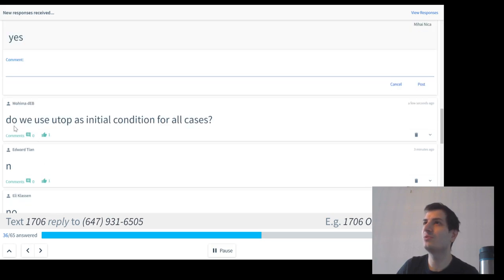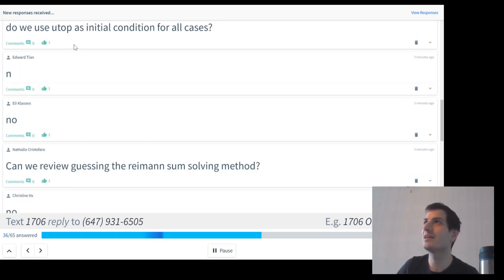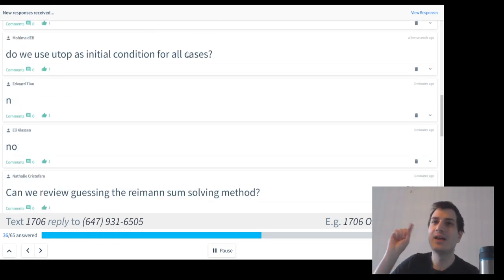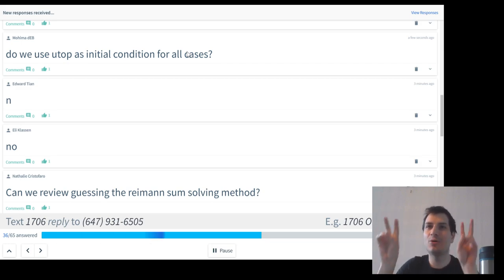Somebody says, do we use U top as the initial condition for all cases? The only reason U top was the initial condition is because U top was the only non-zero side. In the example I did, three sides were zero and U top was non-zero. So you should use whichever one is non-zero.